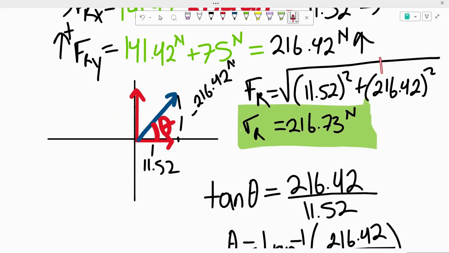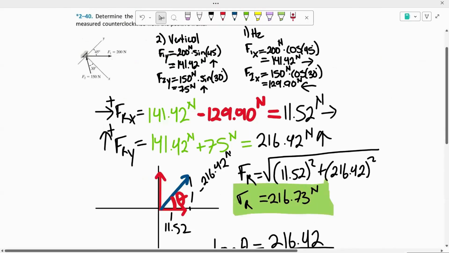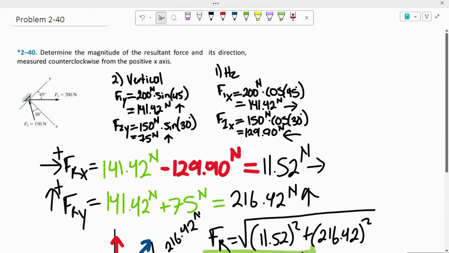So just like that, we were able to determine the magnitude of the resultant force and its direction for problem 2-40.